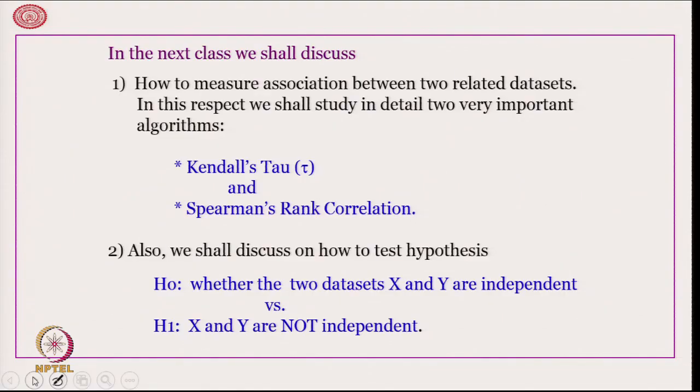Okay friends, I stop here today. In the next class, we shall discuss how to measure association between two related data sets. In this respect, we shall study in detail two very important algorithms, namely Kendall's tau and Spearman's rank correlation. And also we shall discuss how to test hypothesis, that is H naught, whether the two data sets x and y are independent versus x and y are not independent.